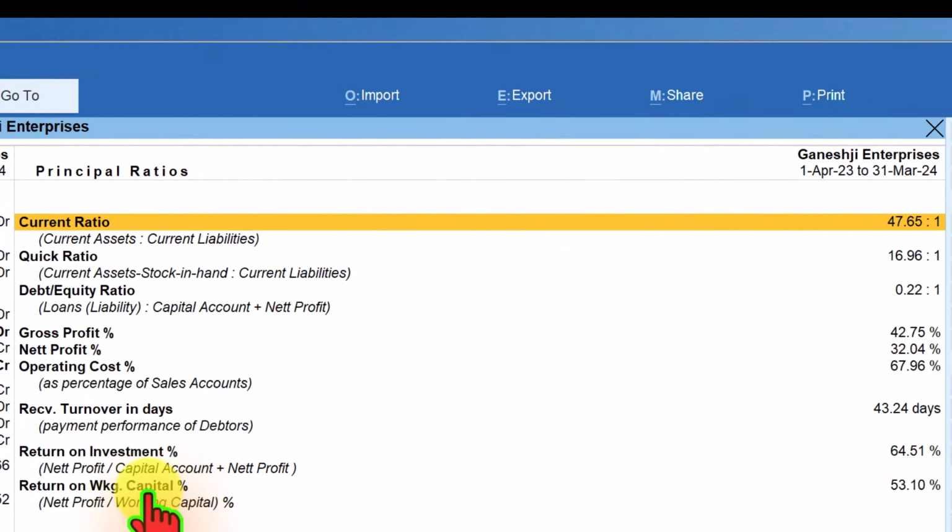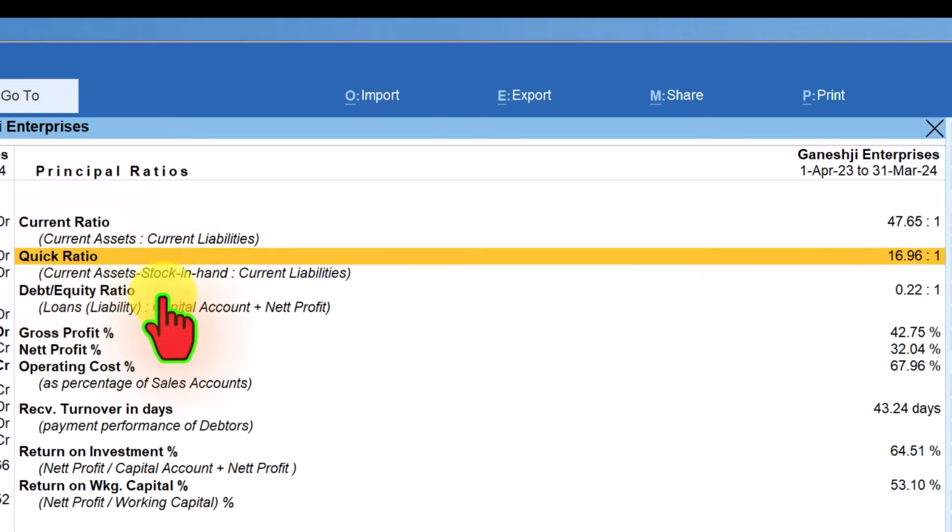This side we are basically going to view the principal ratios. The first ratio is current ratio. The current ratio is basically going to give you the ratio of current asset versus the current liability. So we see the value here, 47.65 is the current asset and 1 is the current liability. For every 1 rupee current liability, the company has a current asset worth of 47.65, which is a very good situation for this company.